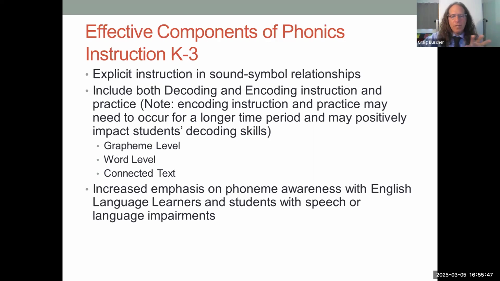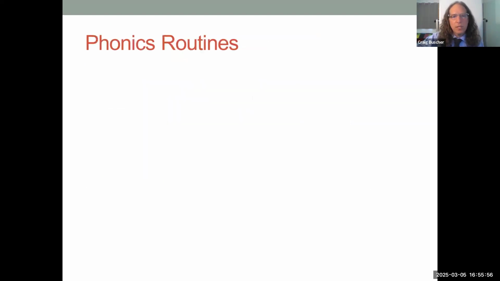I mean, keep in mind if these students are also English language learners or have speech impairments, that you might have to have even more emphasis on the phonemic awareness piece.